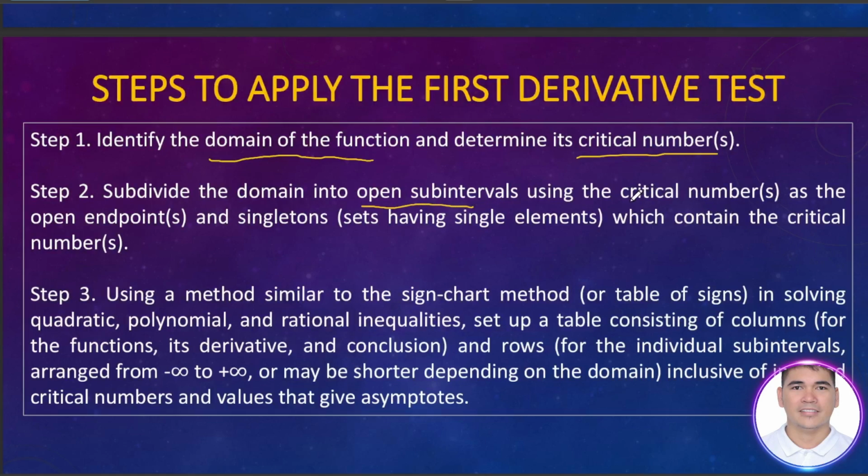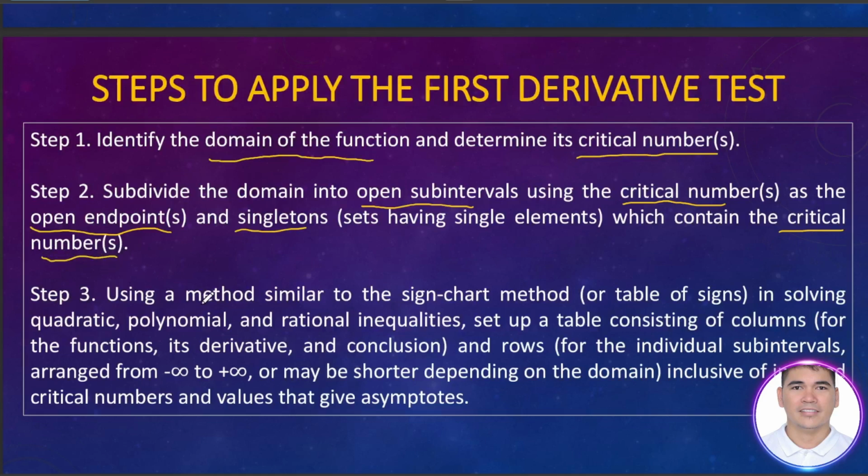The critical numbers as open endpoints. And not only are they open endpoints, they're also singletons. Sets have the single elements which contain the critical numbers. This is what we will do later.